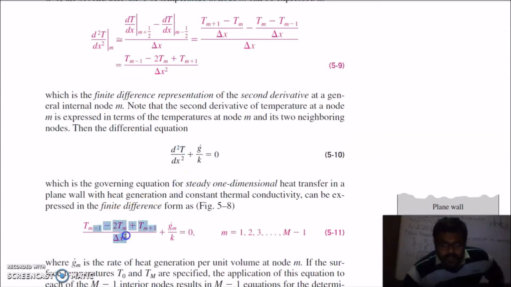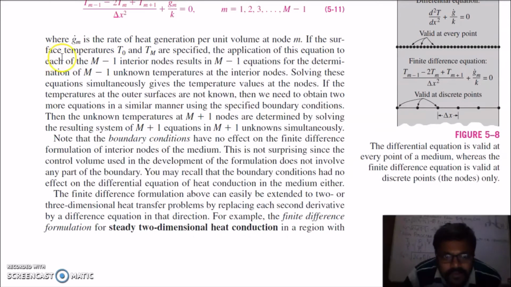You will get this equation where m is 1, 2, 3 to m minus 1. If the surface temperatures T_0 and T_M are specified, the application of this equation to each of the m minus 1 interior nodes results in m minus 1 equations for the determination of m minus 1 unknown temperatures at the interior nodes. Solving these equations simultaneously gives the temperature values at the nodes.